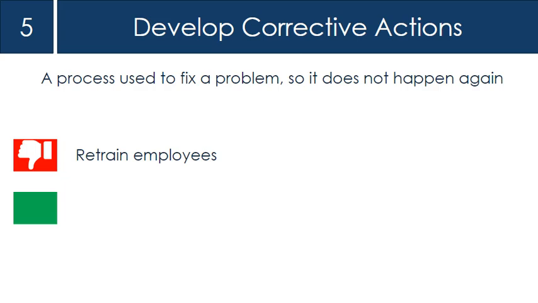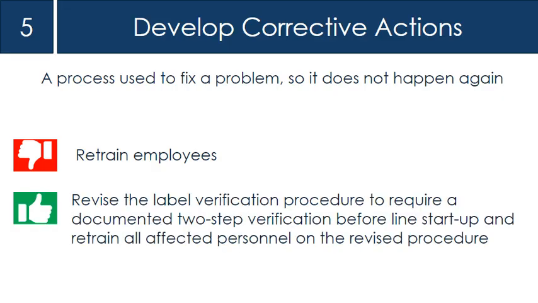A weak corrective action statement would be: retrain employees. Although this is commonly used, it is likely not going to address the root cause. A stronger corrective action statement would be: revise the label verification procedure to require a documented 2-step verification before line startup and retrain all affected personnel on the revised procedure. A good way to determine if the corrective action is effective or not: ask what changed in the system? If the answer is nothing, the corrective action may not be strong enough.